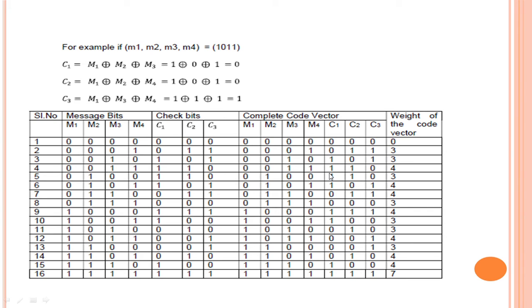From the code vectors, we'll find the weight of each code vector. The weight of a code vector is the number of non-zero bits present in the code. If you take the first one, all zeros, the number of ones is 0. For the second code vector, there are 3 ones present, so the weight of the code vector is 3. The third one also has 3 ones, so the weight is 3. The fourth code vector has 4 ones, so its weight will be 4. Likewise, we are going to find the weight of each code vector.